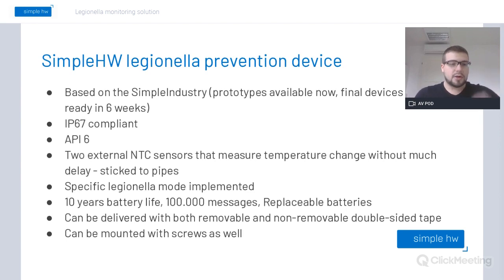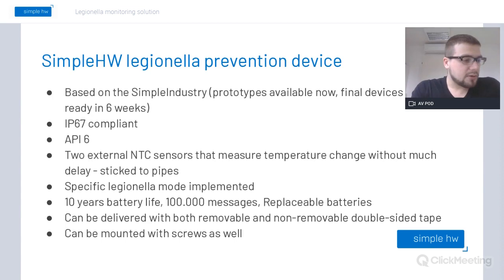That's it. So for monitoring Legionella, we are closely working with a client that already is monitoring Legionella, but wants to do it with our devices. So we're putting together the mode, and it is indeed a specific mode just for monitoring Legionella. In the next slide, I will show you how it works, and it's standard in the API 6, so it will be available. And of course, documentation, all of that is available for the mode as well.